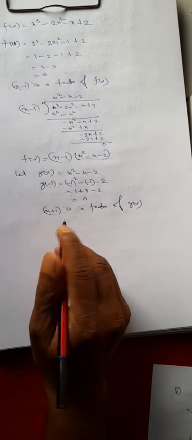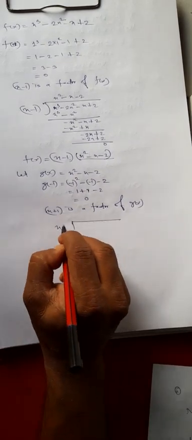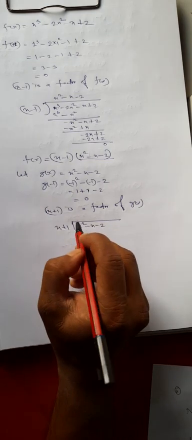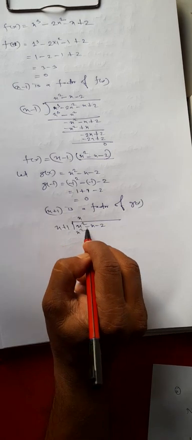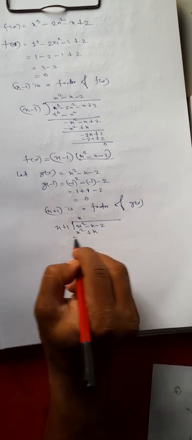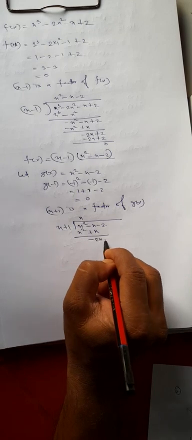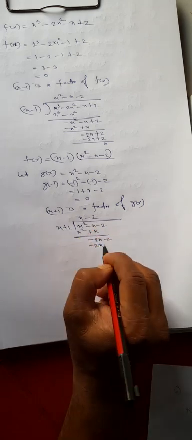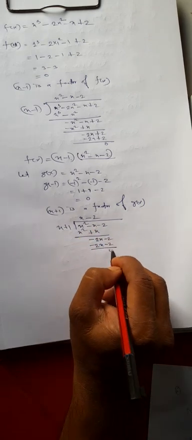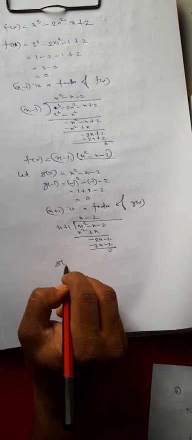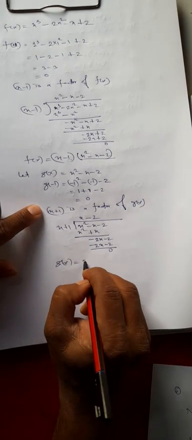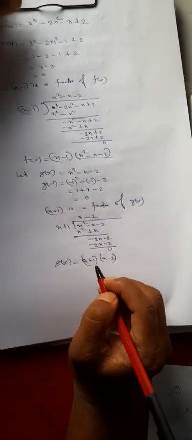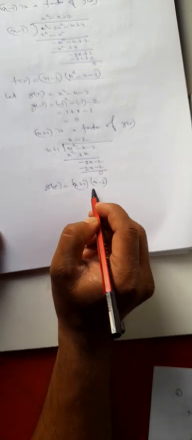Now you got one factor of g(x). How do you get the other factor? You divide this polynomial x² − x − 2 by x + 1. You put here x into x², x into 1, 1x. Now subtract this, −2x − 2. You put here −2, then you get −2x, −2 into 1, −2. Remainder is 0. So one factor of g(x) is x + 1, the other factor is x − 2. We got g(x) in terms of the product of two factors.